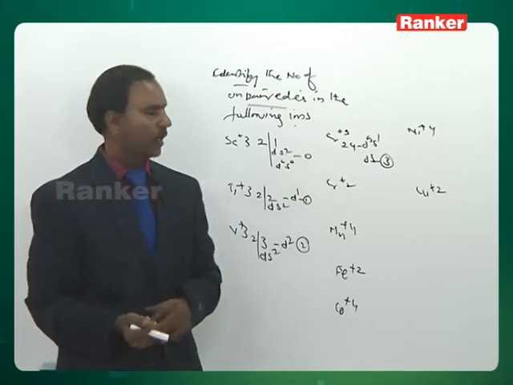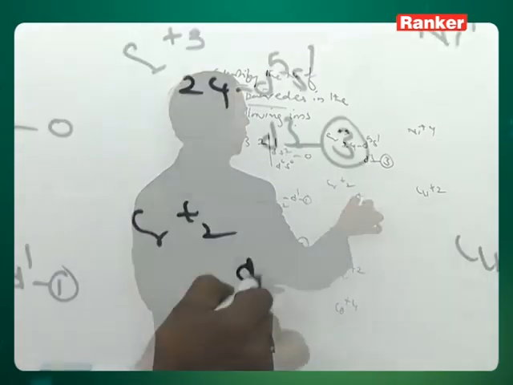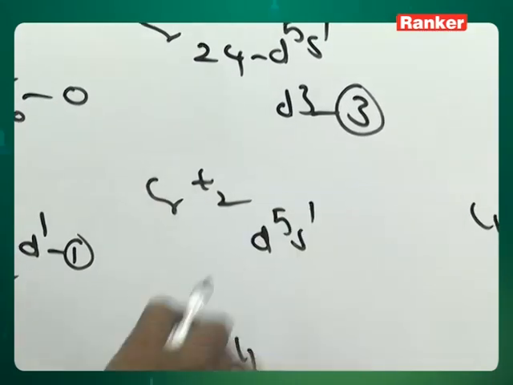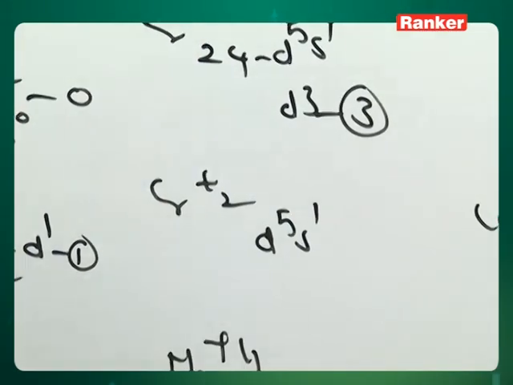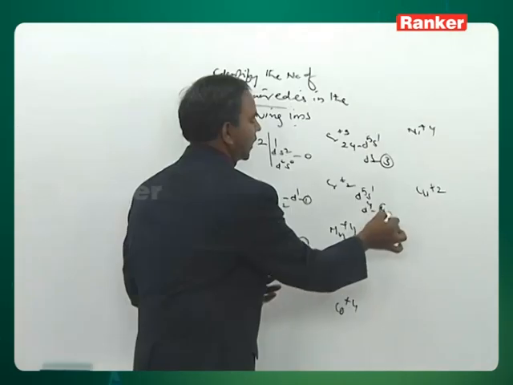3. Next, come to chromium plus 2. We can easily make out the same thing. The configuration of chromium is what? d5s1. 2 electrons lost. Then it is remaining what? d4. Unpaired electrons again what?